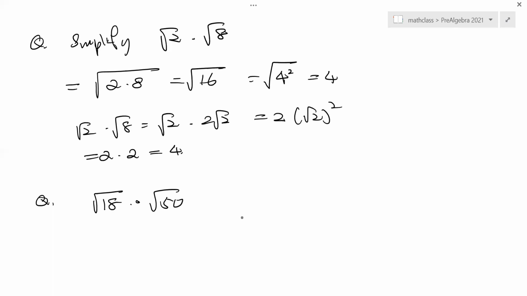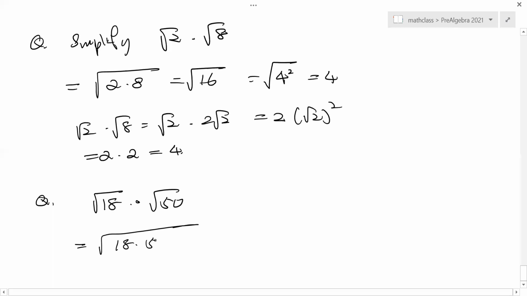All right. So everybody got those answers, right? Okay. First of all, 18 is not a perfect square. 50 is not a perfect square. You can do this: 18 times 50.